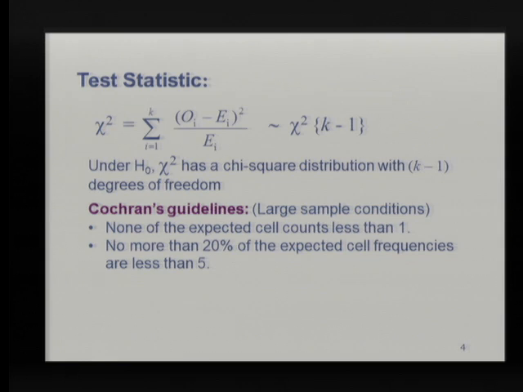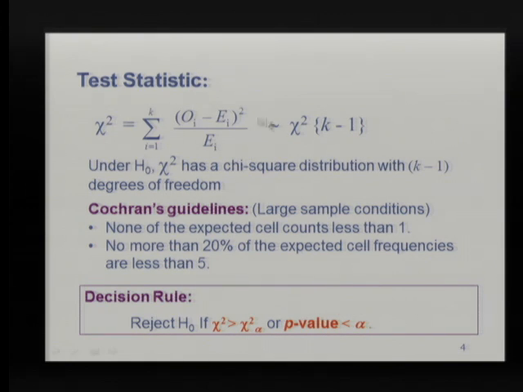Also, no more than 20% of expected cell frequencies should be less than 5. So when you calculate the expected cell frequency, some of them may be less than 5, some of them are greater than 5. You don't want to have more than 20% of those cells whose expected cell count is less than 5. So let's say you have 10 cells, 10 categories. If you have 2 categories that have expected cell count less than 5, that's on the borderline. If you have 3, then this test will not be performed quite well. So that's the idea.